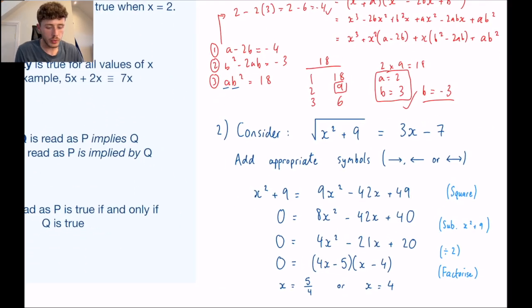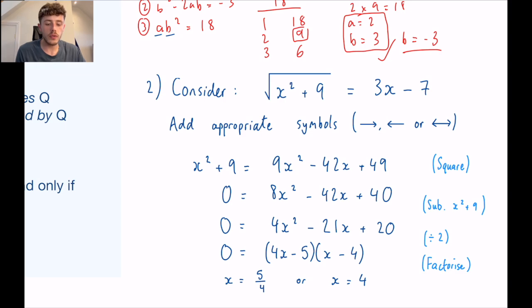Moving on to example number 2. Consider the square root of x squared plus 9 equals 3x minus 7. Again, not something you come across all the time in A-level papers, but they do pop up sometimes. We have to use those implied or if and only if arrows that we saw before.